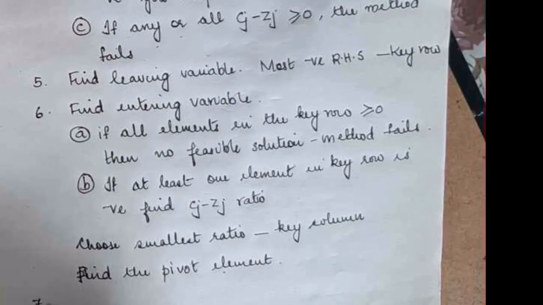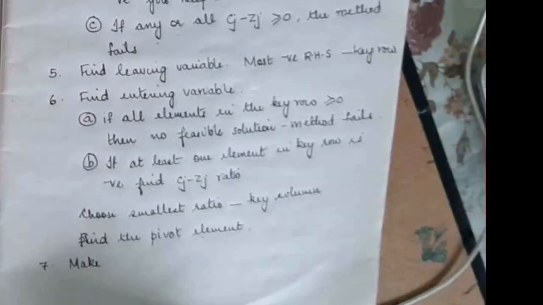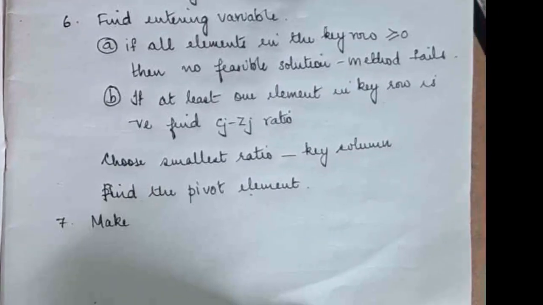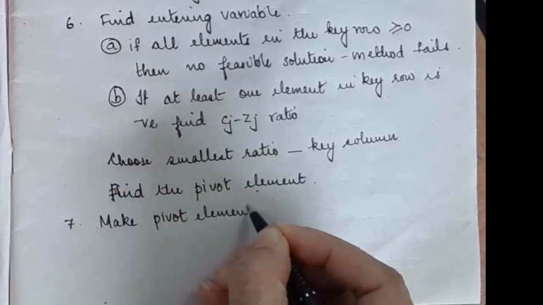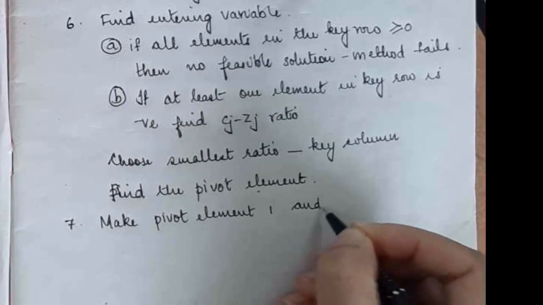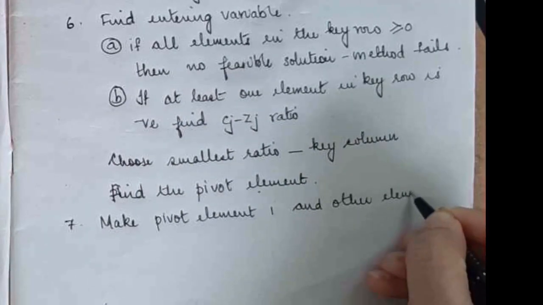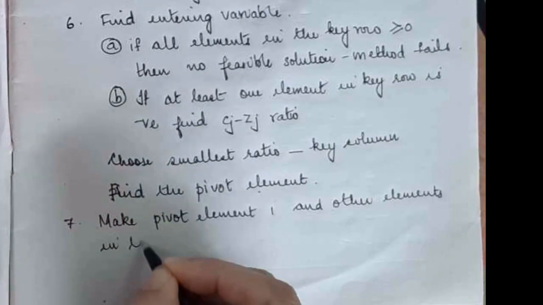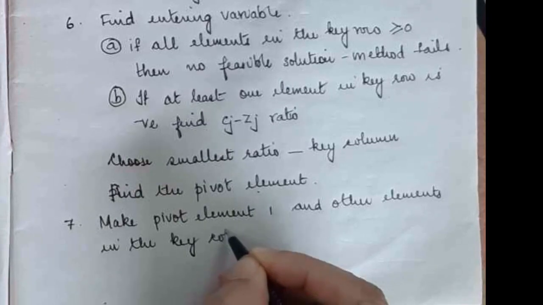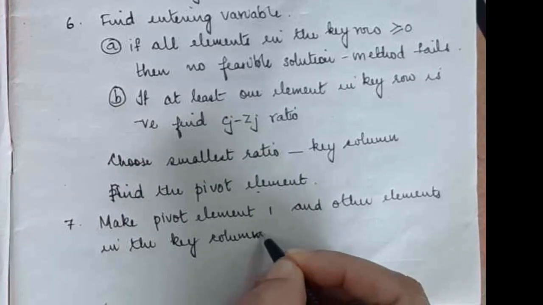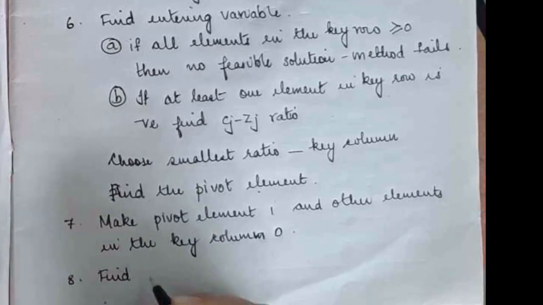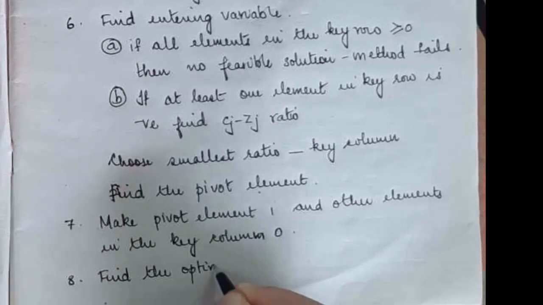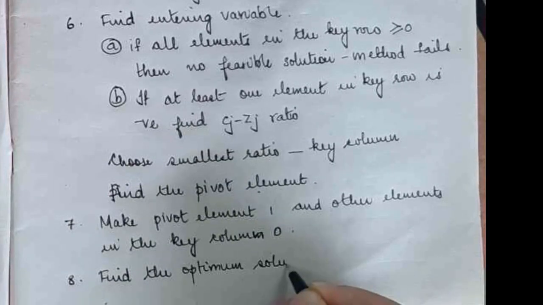Now seventh step, make the pivot element 1 and other elements in the key column 0, and find the optimum solution like in the normal method that I am not writing again. Okay, so this is the method.